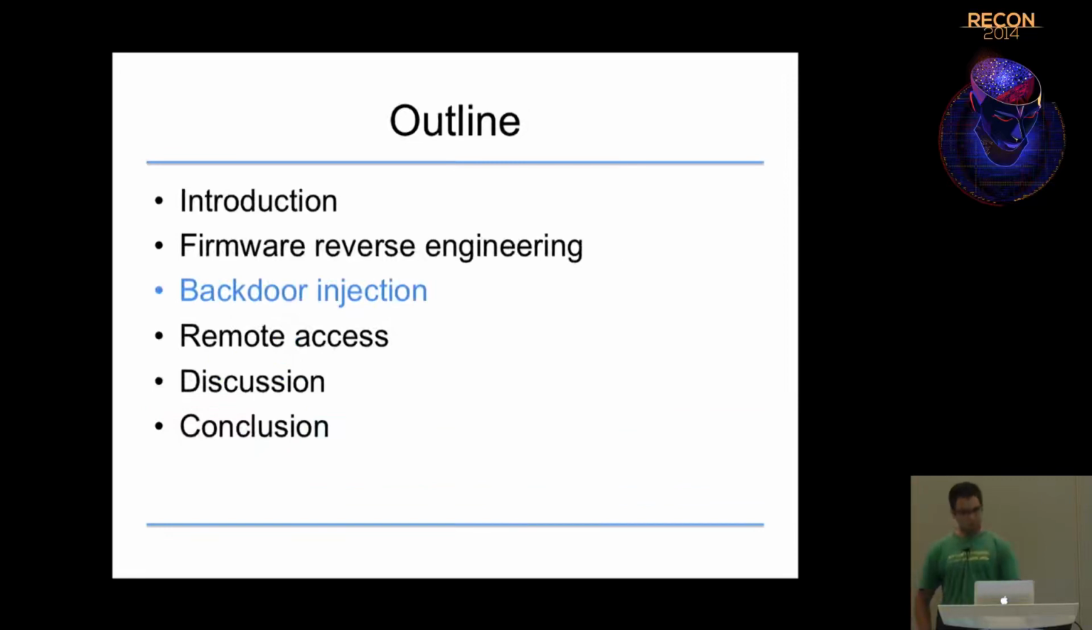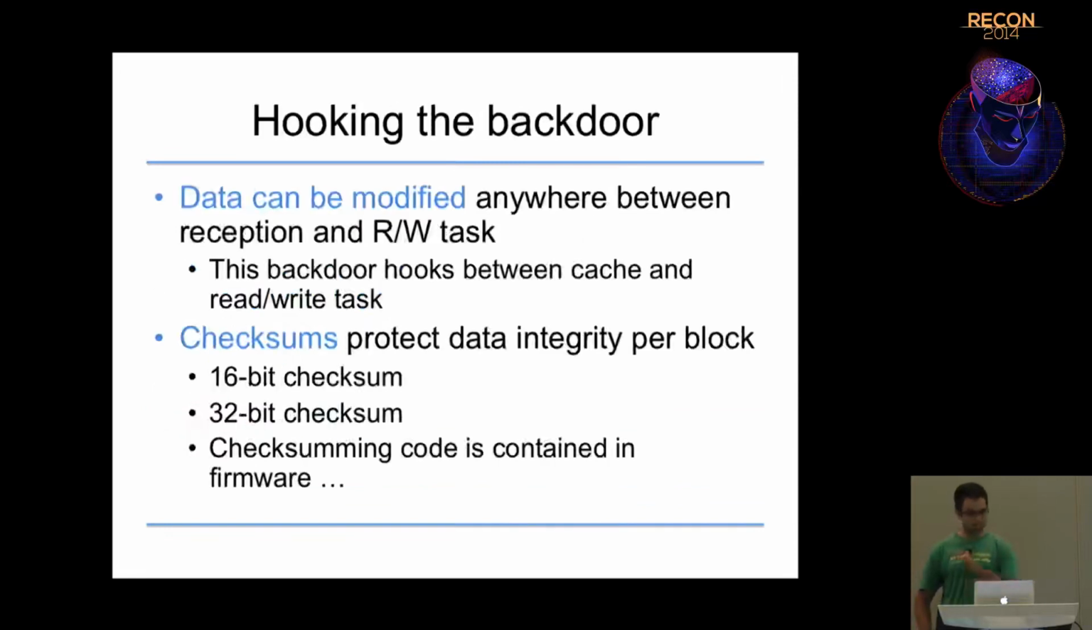So let's look at the backdoor. My first hunch for hooking the backdoor was to just find in the write flow where the data passes through and is then passed to the read-write task. And I hooked the first backdoor between the cache and the read-write task, not so much out of any practical considerations, but because this was the first point where I found the data.